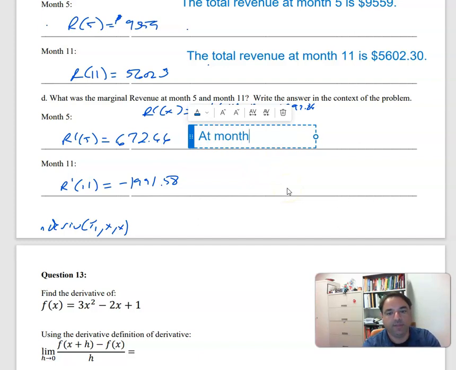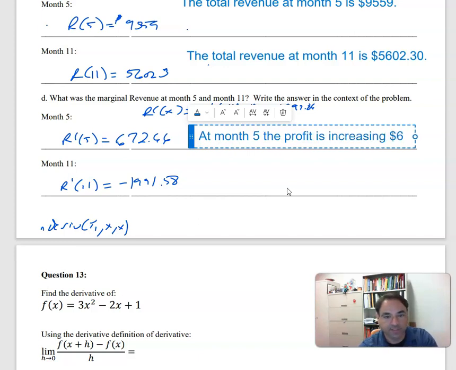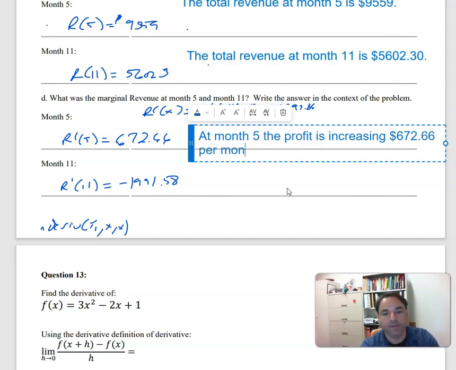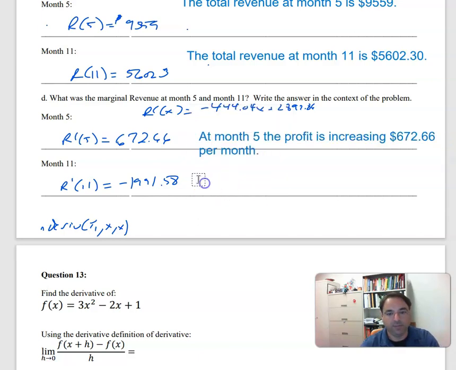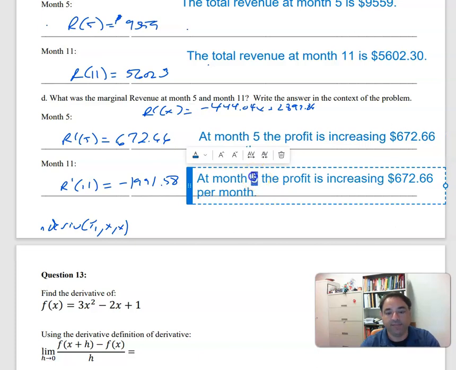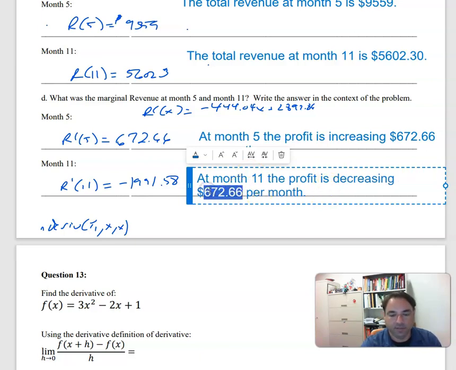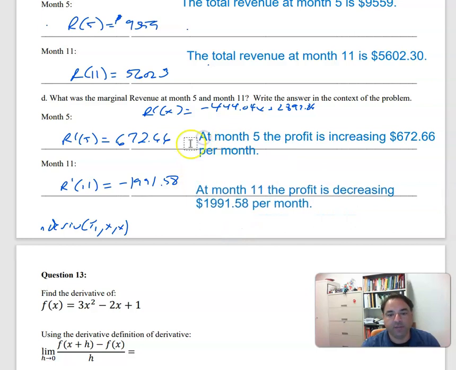So the way I would write this would be: at month 5, the profit is increasing $672.66 per month. But at month 11, the profit is decreasing $1,991.58 per month.